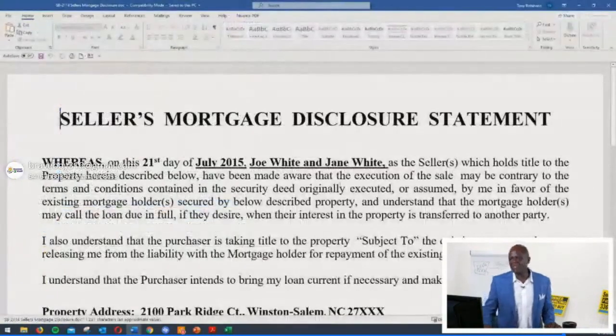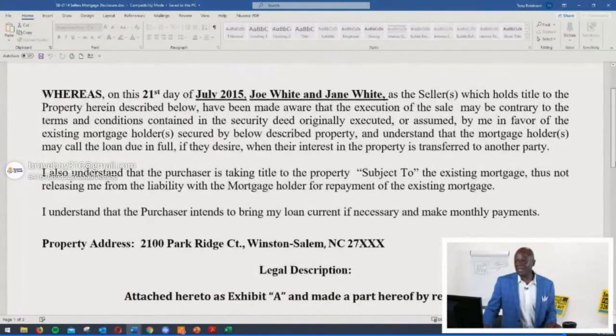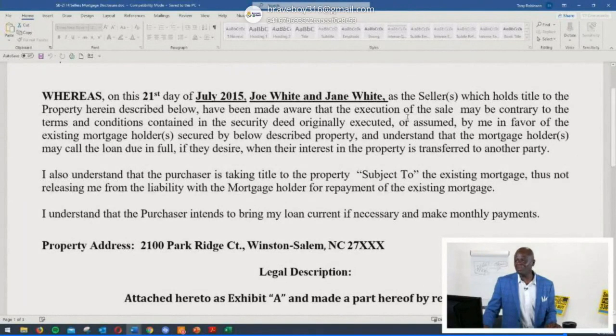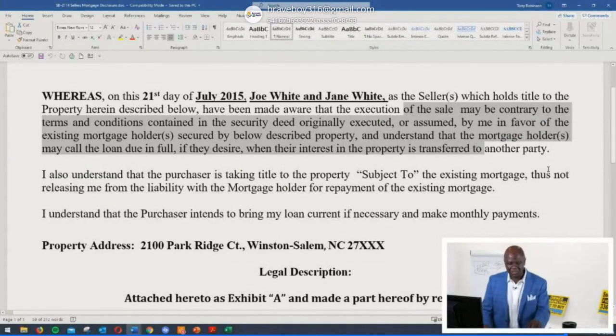Seller's mortgage disclosure statement. Here, guys, is another document. This basically says that they're selling their property and that the execution of the sale may be contrary to the terms and conditions. So basically, this is again saying that you're selling your property subject to the existing financing. It may be a violation of the due on sale clause. We're letting them know again. So we've got about 4 documents now telling them the same thing over and over, so that when you end up in court in front of a judge, somebody can't say, hey, I didn't understand what I was signing. You had about 10 opportunities to figure it out.